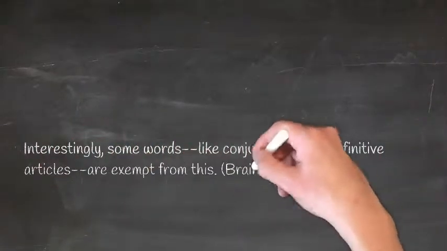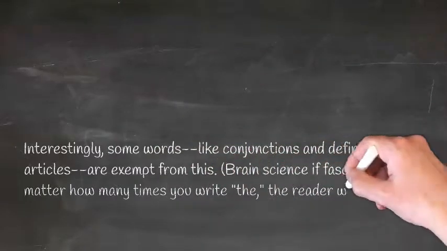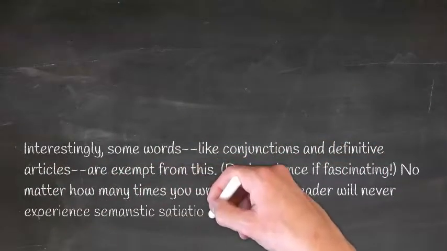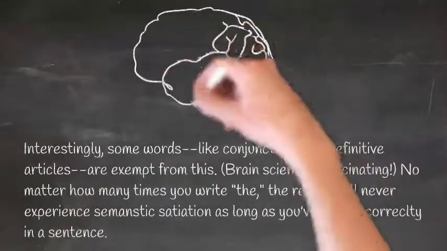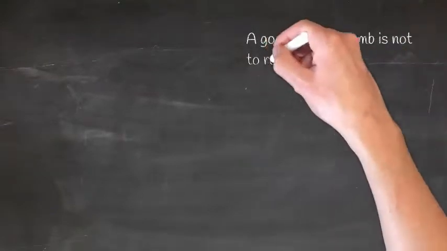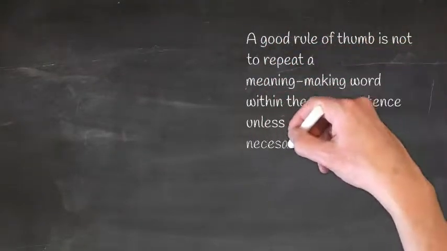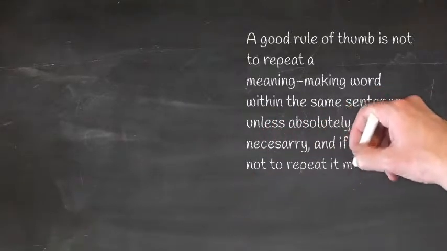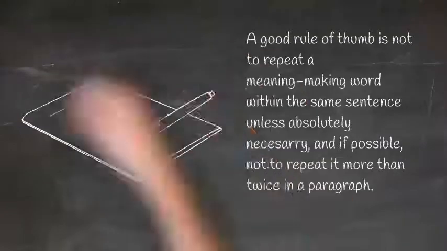Interestingly, some words, like conjunctions and definitive articles, are exempt from this. Brain science is fascinating. No matter how many times you write the "the," the reader will never experience semantic satiation as long as you've used it correctly in a sentence. A good rule of thumb is not to repeat a meaning-making word within the same sentence unless absolutely necessary, and if possible, not to repeat it more than twice in a paragraph.